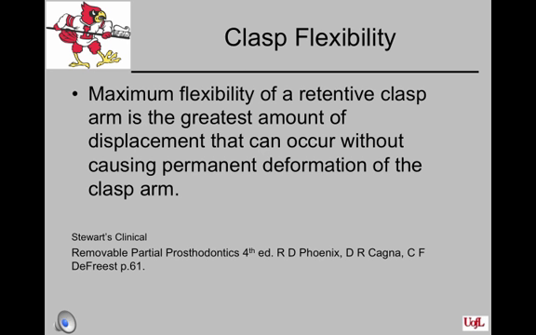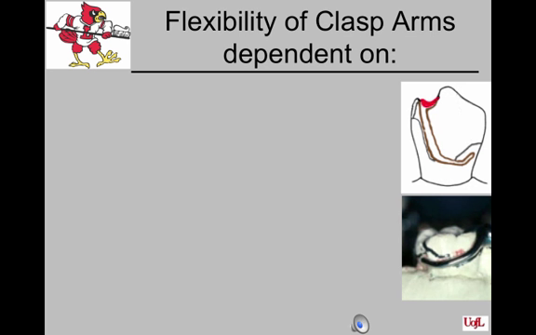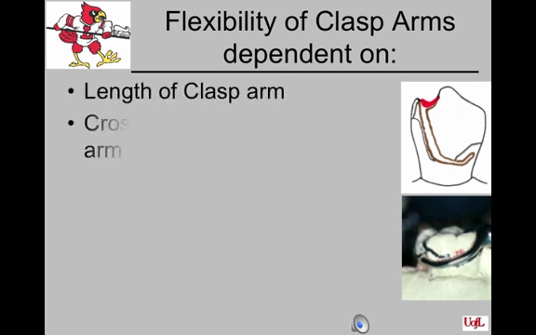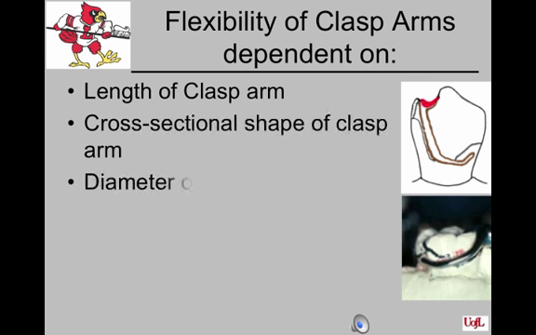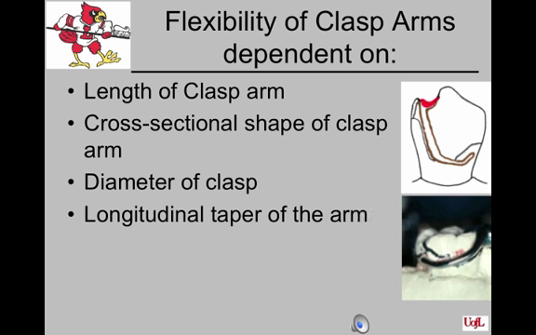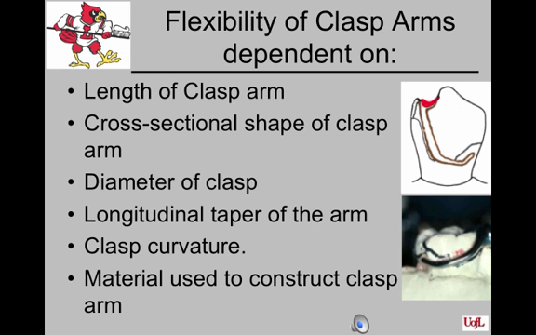Maximum flexibility of the retentive arm is the greatest amount of displacement that can occur without causing permanent deformation of the clasp arm. The direct retainer is the only component of the RPD that contacts the surface of the abutment tooth apical to the height of contour. The flexibility of the clasp arms is dependent upon the length of the clasp arm, the cross-sectional shape of the clasp arm, the diameter, the longitudinal taper of the arm, the clasp curvature, and the material used to construct the clasp arm.